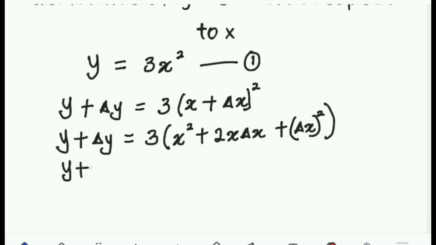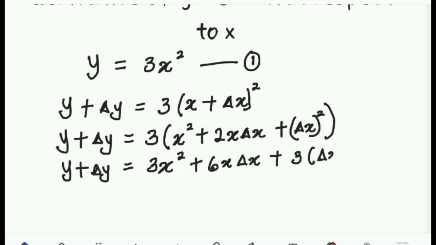And so y plus change in y is equal to, opening up the bracket, 3 times x squared, 3x squared plus 6x change in x plus 3 into change in x all squared. Now that we've expanded this, we can call this expression 2.